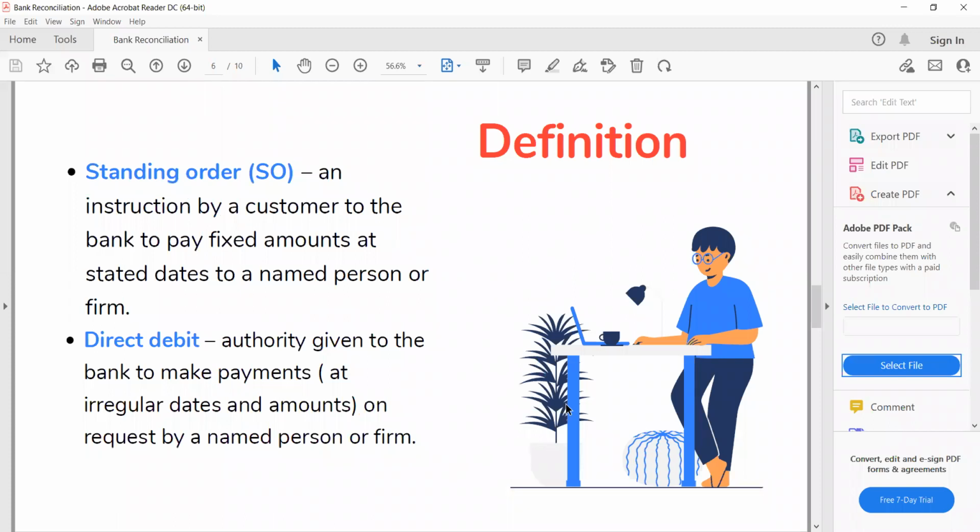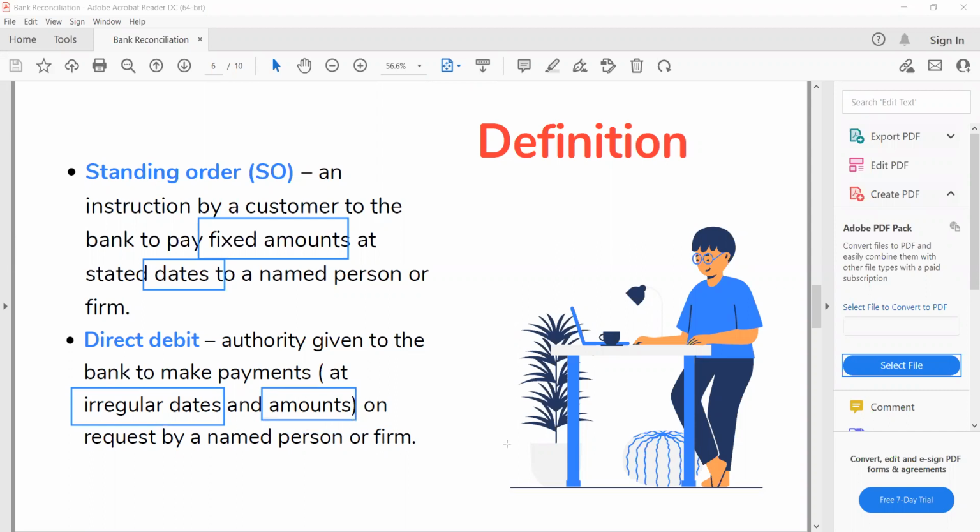Standing order, SO: an instruction by a customer to the bank to pay a fixed amount at a stated date to a named person, firm or business. The key thing of the standing order is that the amount is fixed and the date is normally also fixed. Direct debit: authority given to the bank to make payment. This payment is normally irregular, the date and the amount are not fixed.